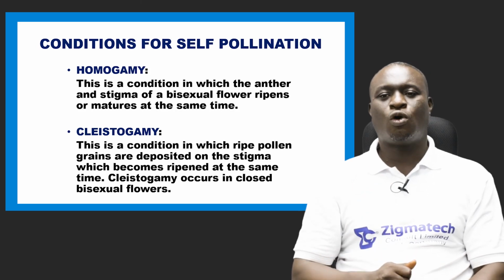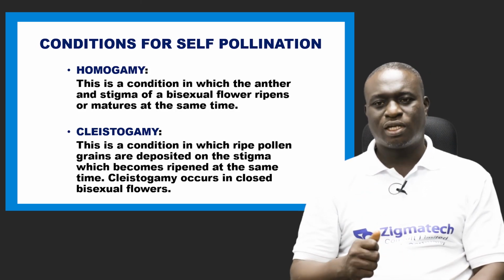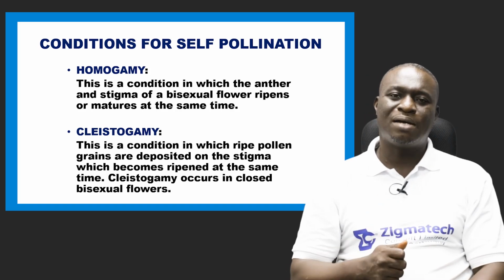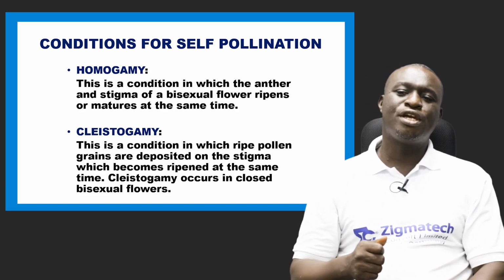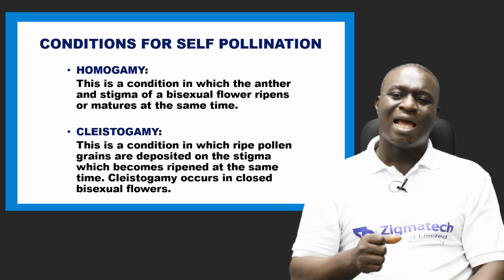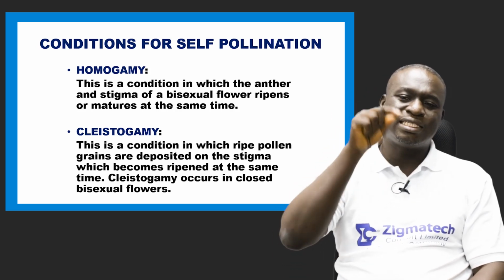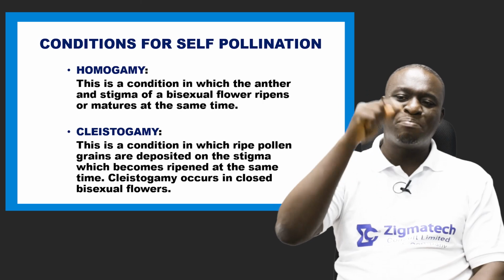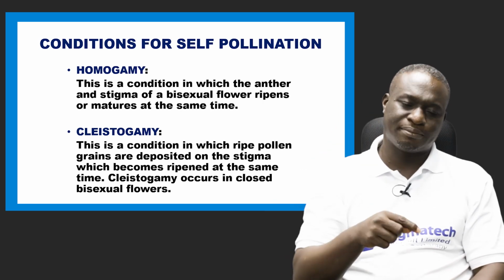Another one is called cleistogamy. Cleistogamy is a condition in which ripe pollen grains are deposited on the stigma, which becomes ripened at the same time.